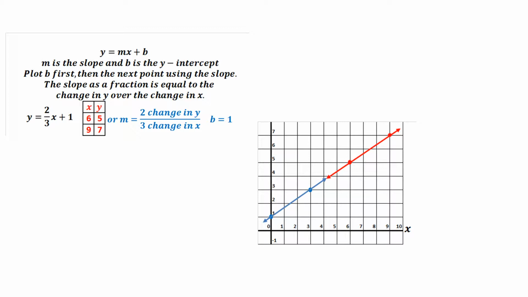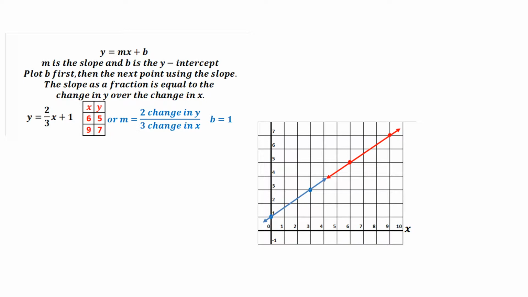Now, if we look at the blue dot on the y-axis, that dot is at y equal 1. That's the y-intercept. If we go up 2 steps and then over 3 to the right, that's our next blue dot, and there's a blue line connecting the 2 dots.